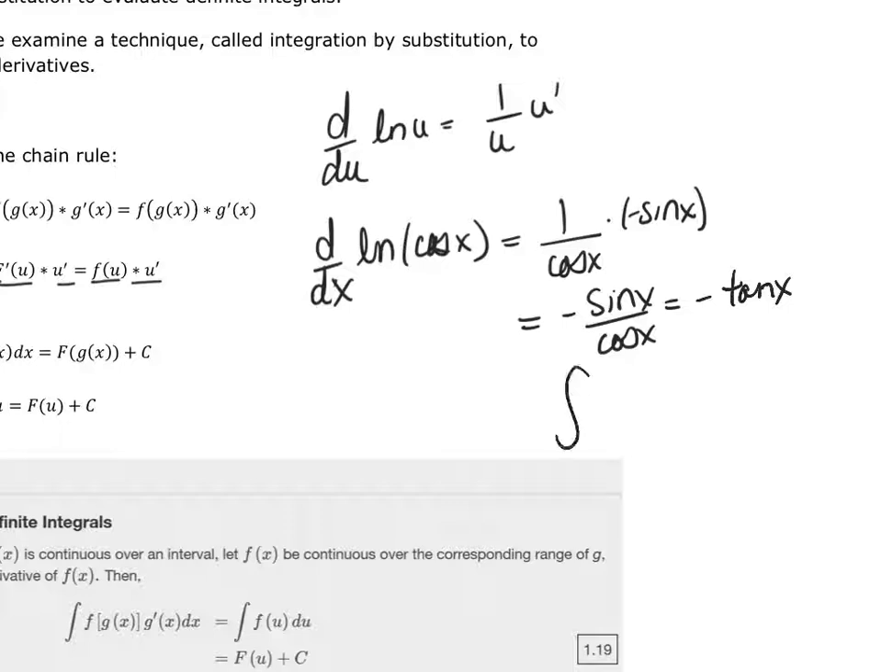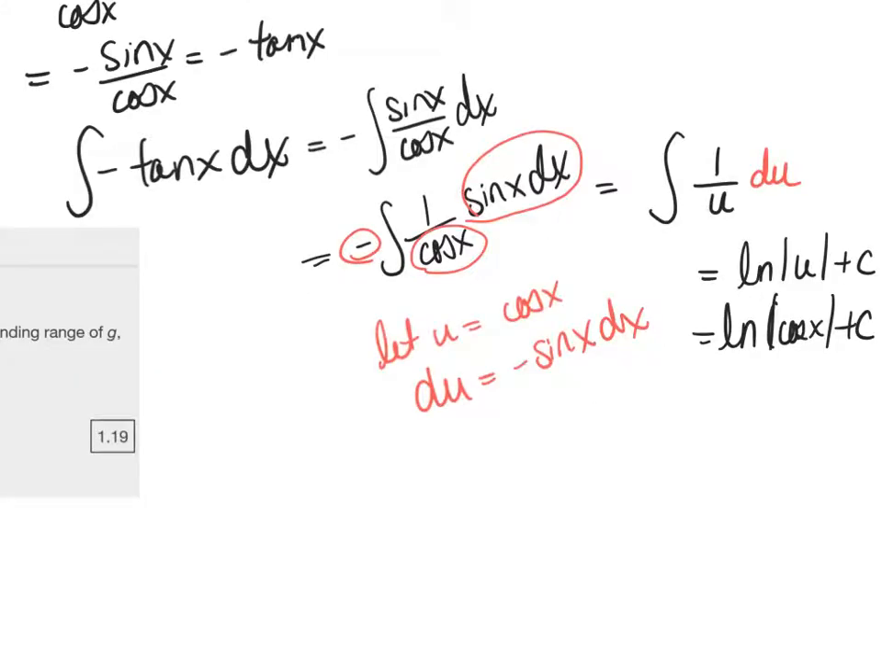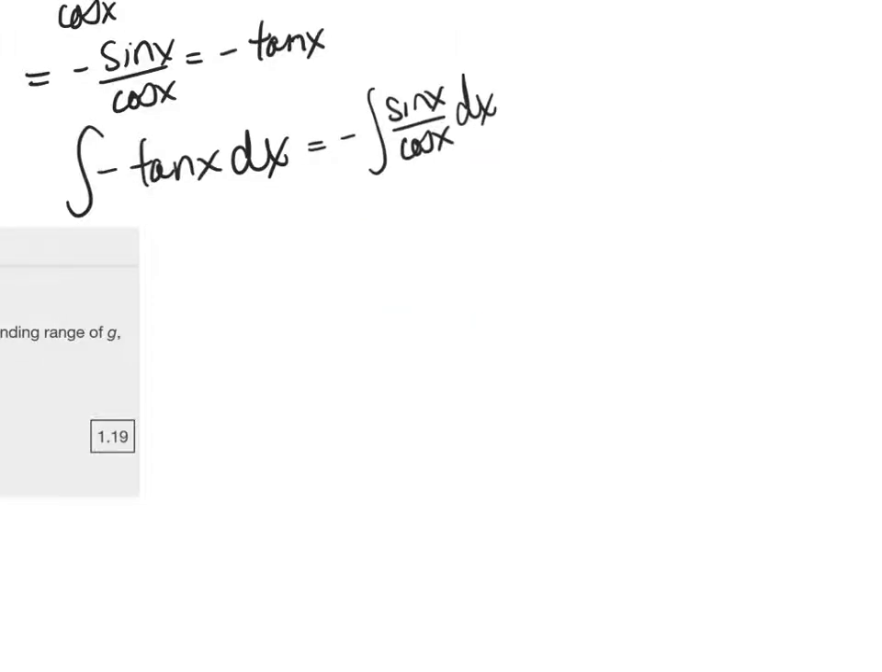So now if I'm asked to integrate the negative tangent of x dx, and I look at all of my rules, I'm going to go and look at all of my derivatives. I'm going to rewrite the sine over cosine as the integral of 1 over the cosine of x, and then multiplied by, I'm going to pull that negative back in, negative sine x dx.